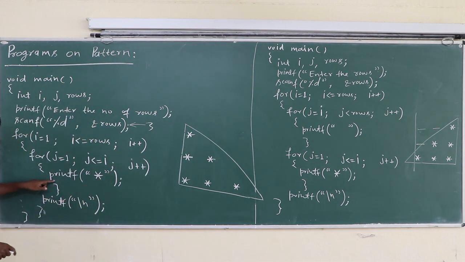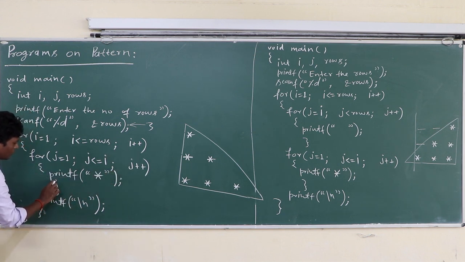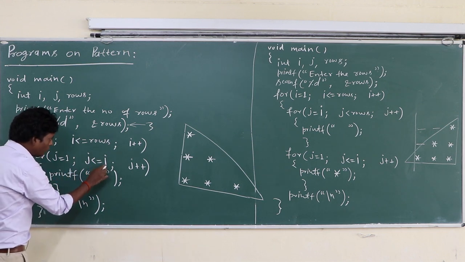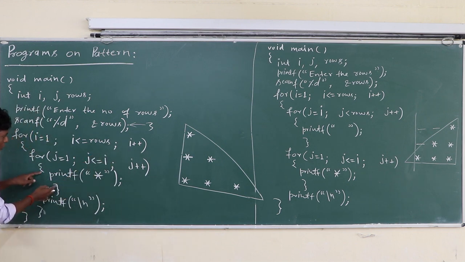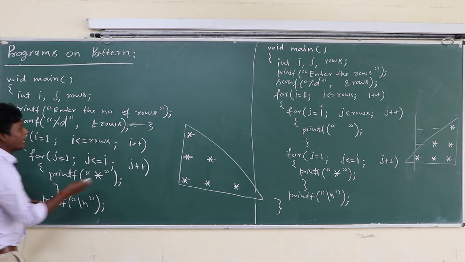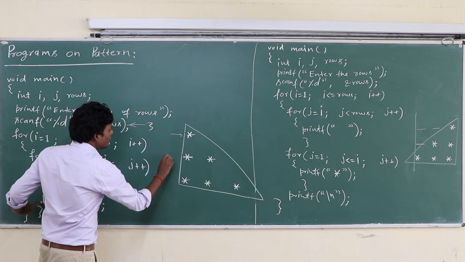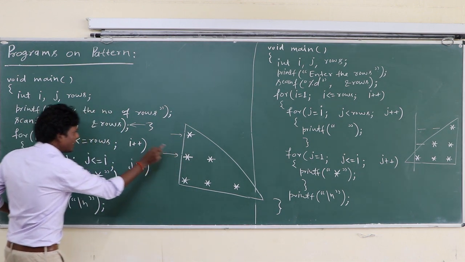Okay, j plus plus works at the last of the loop, so j becomes 2. Is 2 less than or equal to 1? No, this condition is false. That's why control exits from this inner loop and control comes to here, printf backslash n. When printf prints backslash n, it places the control on the next line. So control is here, placed on the next row or next line. So now control is here.